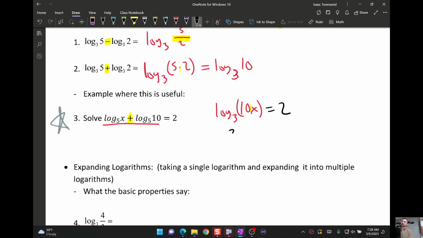So we've talked about switching it from logarithmic form to exponential form. Logarithmic form to exponential form. Divide both sides by 10.